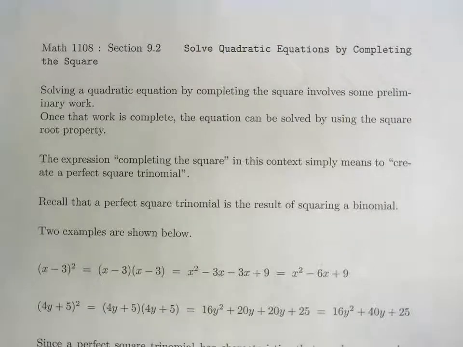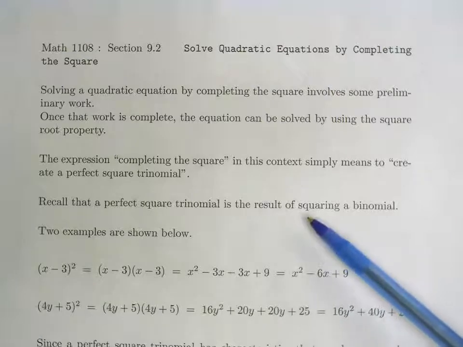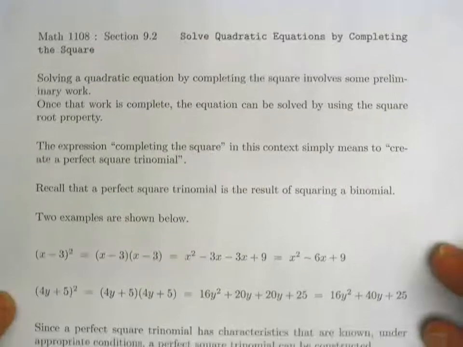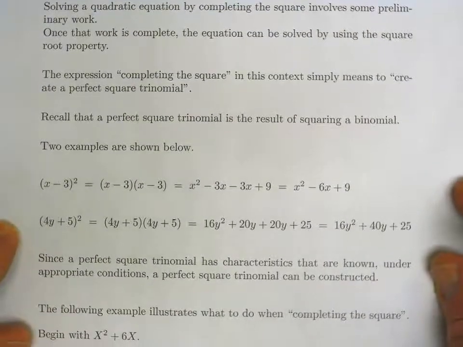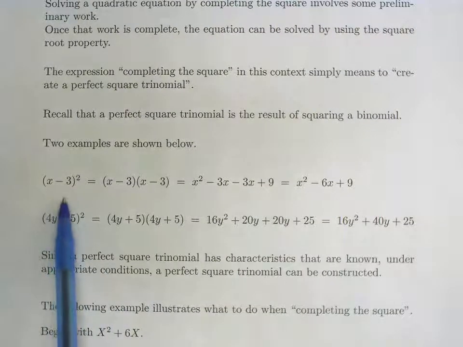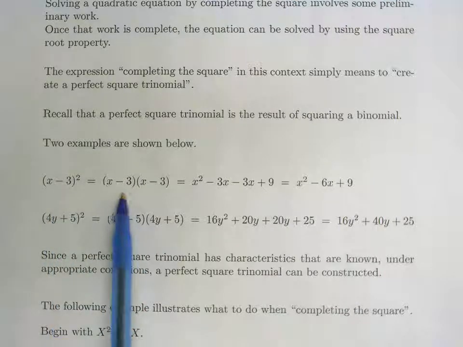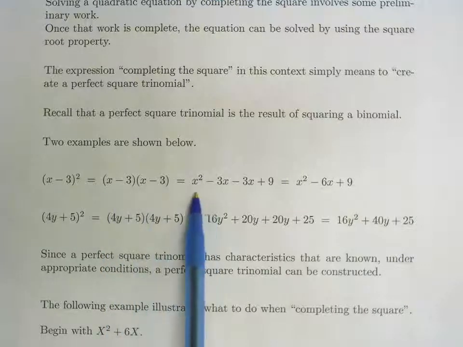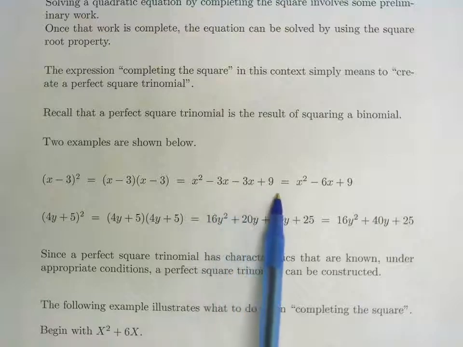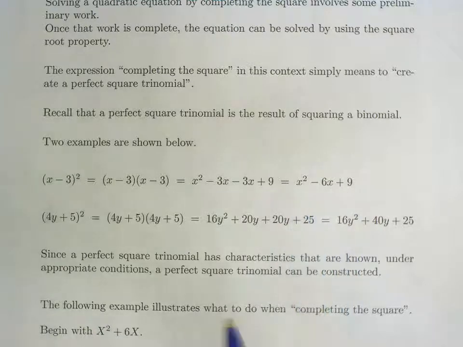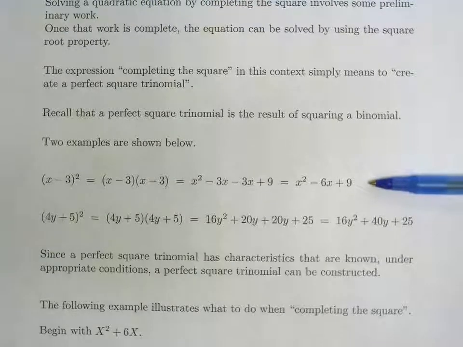So recall that a perfect square trinomial is the result of squaring a binomial. Here are a couple of examples of how to create a perfect square trinomial. This first one, if we square the binomial x minus 3, that just means to multiply x minus 3 times x minus 3. And when you multiply those, you get x to the second minus 3x plus 9. Combine the like terms, we get x squared minus 6x plus 9. So x squared minus 6x plus 9 is a perfect square trinomial.